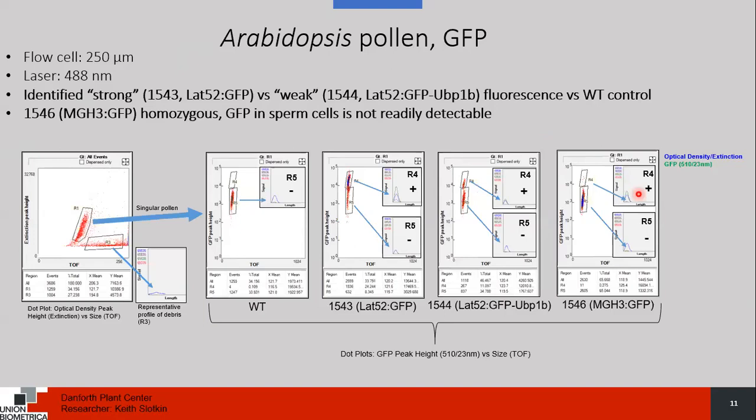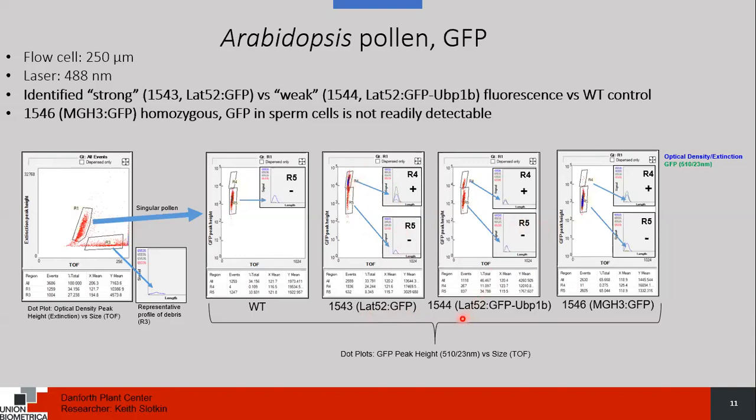Next example is Arabidopsis pollen. And I think this is a good example to point out the strength of using this for phenotyping your sample. So here are 4 different lines of Arabidopsis: a wild type line, and one that is expressing GFP off of the LAT52 promoter, and the LAT52 gene is highly expressed in pollen. So this particular line has GFP expressed off of that promoter.